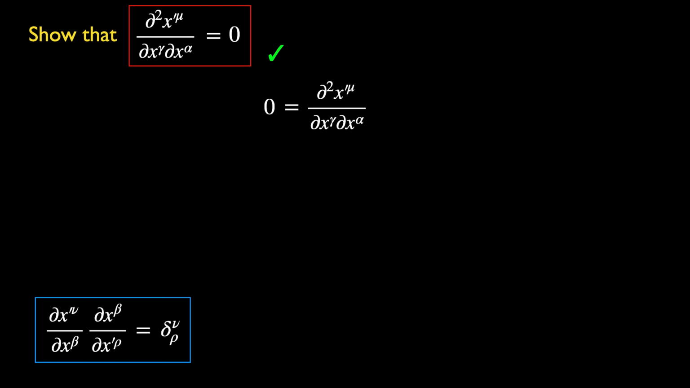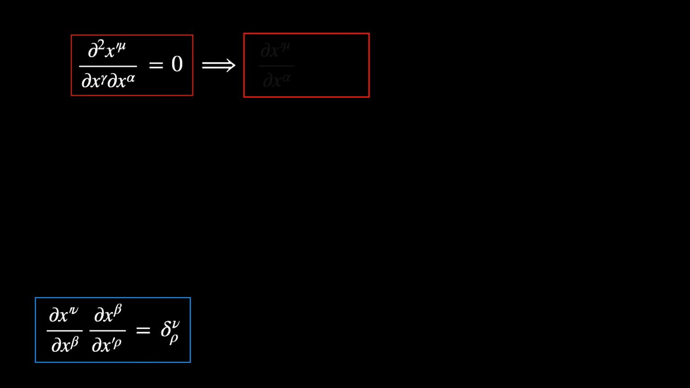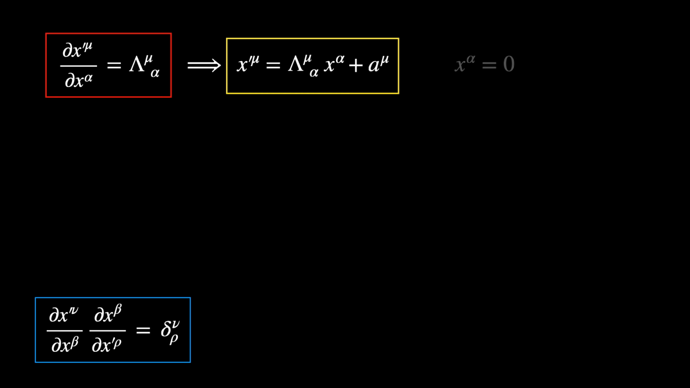And we have our result. Since all the second derivatives are zero, this implies that the first derivatives are constants, which is represented by the matrix capital lambda. We can integrate this to give a linear relation between x prime and x. A is the constant of integration. This means the origin in the coordinate system x corresponds to x prime equals A.